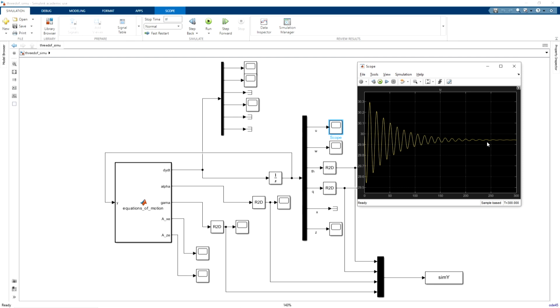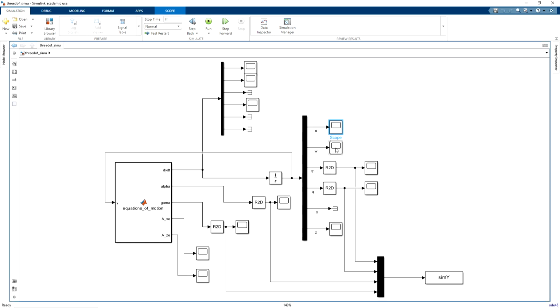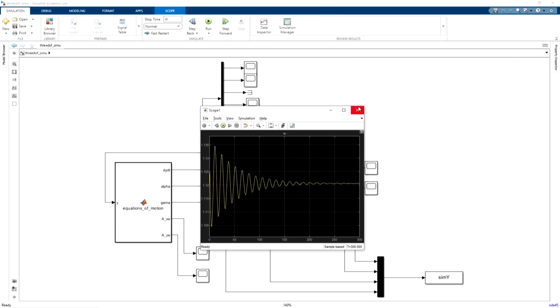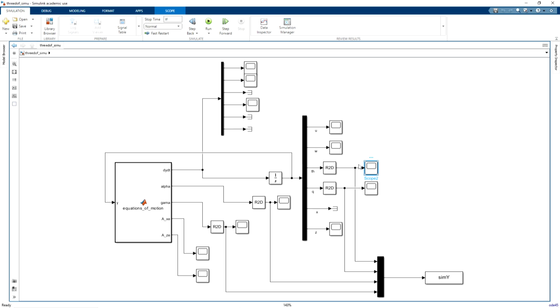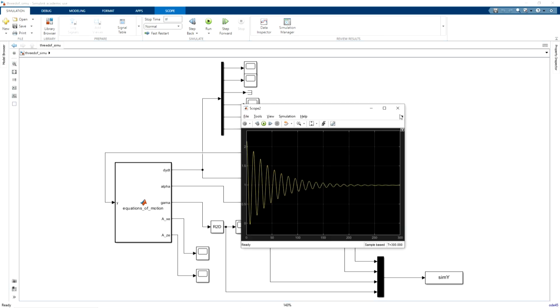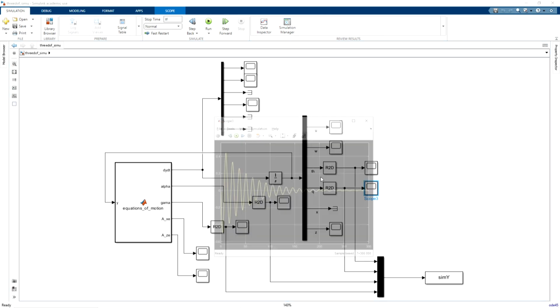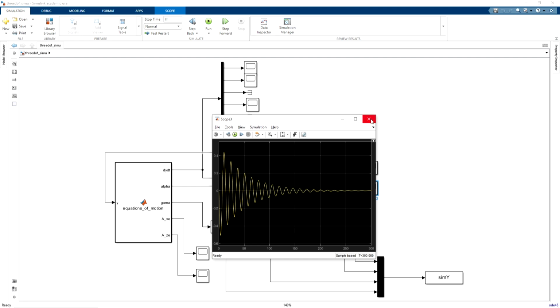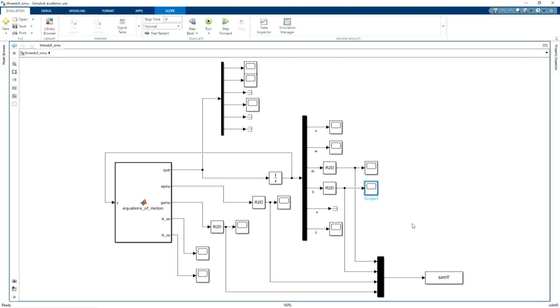So it is a trim value of approximately 30 meters per second. Let me close it. Similarly, w, theta is approximately 1 degree. q should go to 0 for trim value. Yes, it is going to 0.